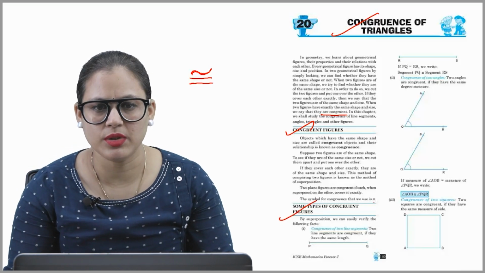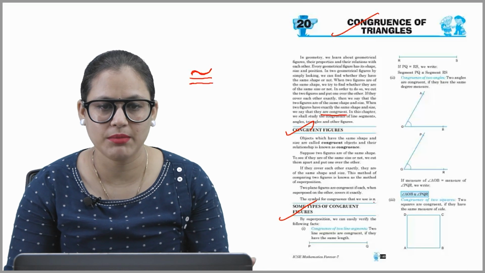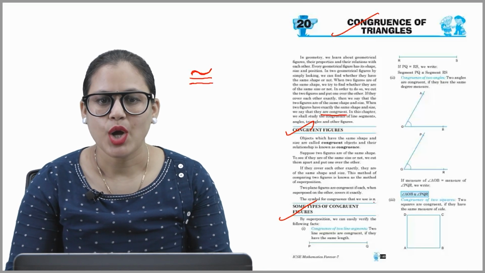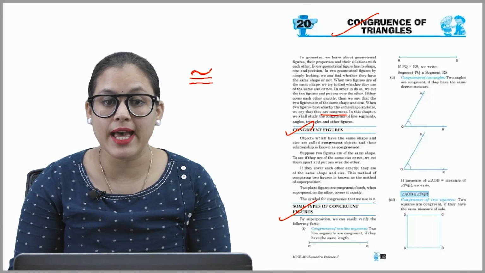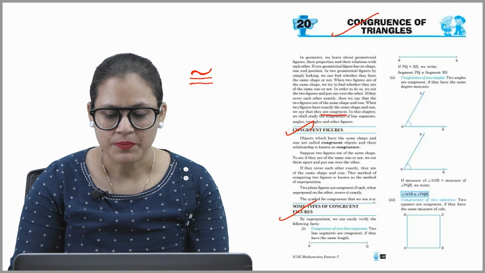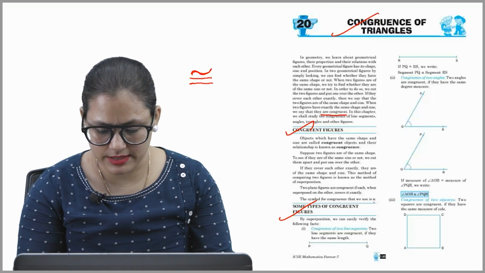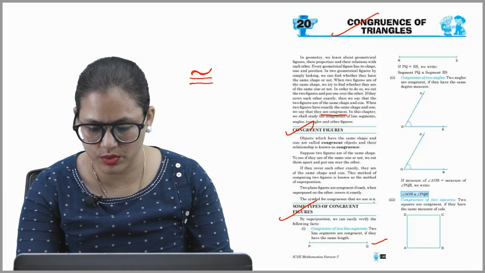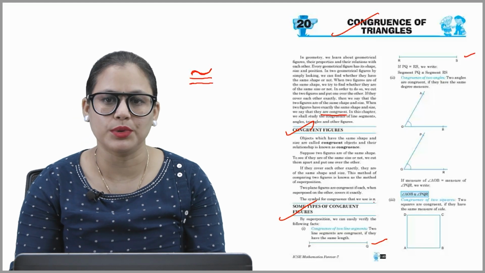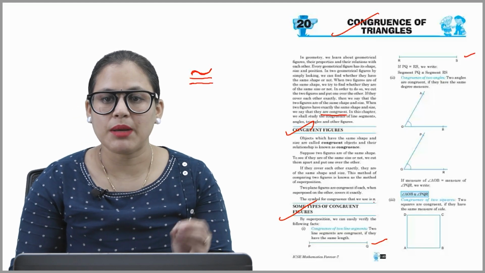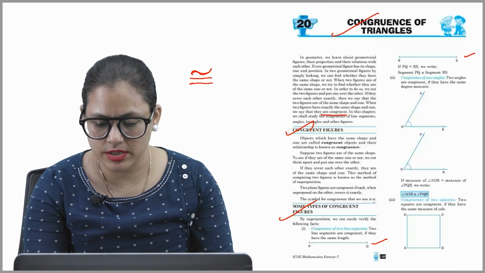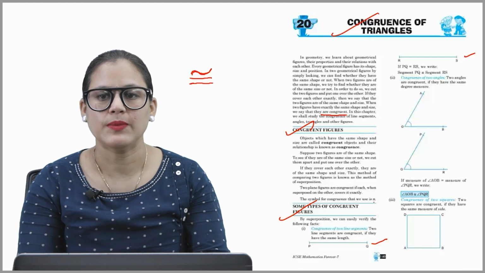By superposition, we can easily verify the following facts. Number one, congruence of line segments. Two line segments are congruent if they have the same length. Like this is PQ and this is RS and both are equal. So we write that segment PQ is congruent to segment RS.